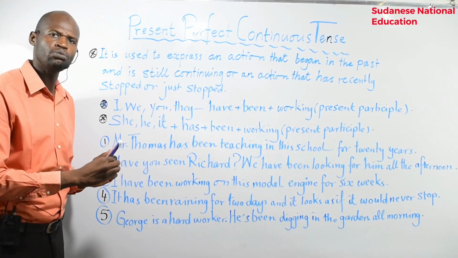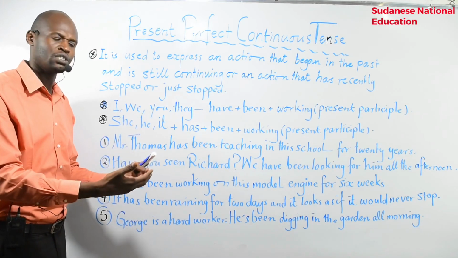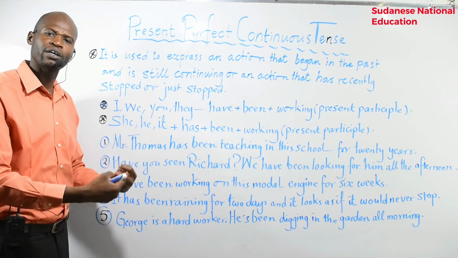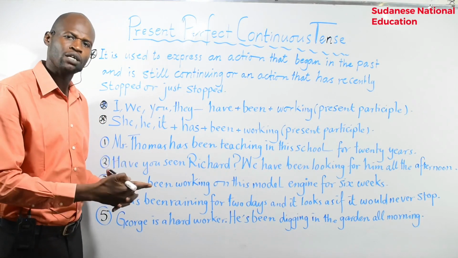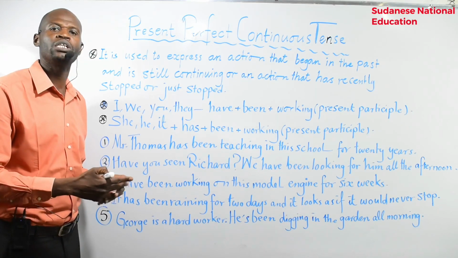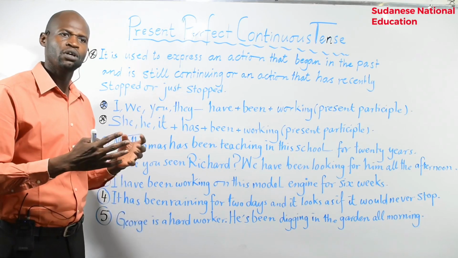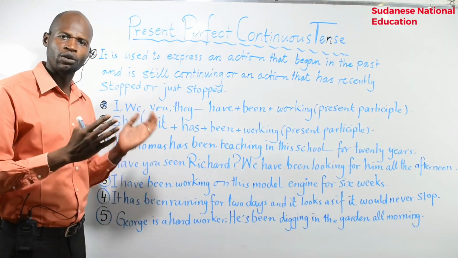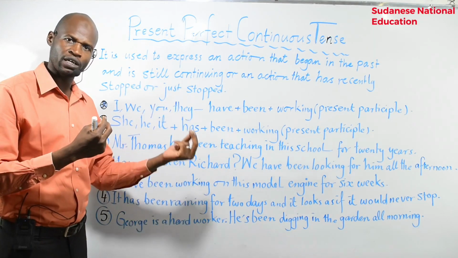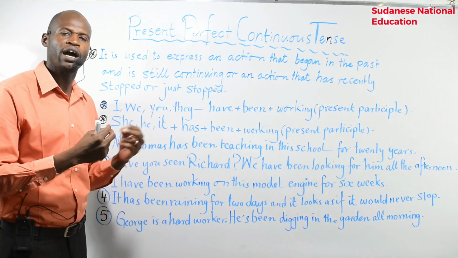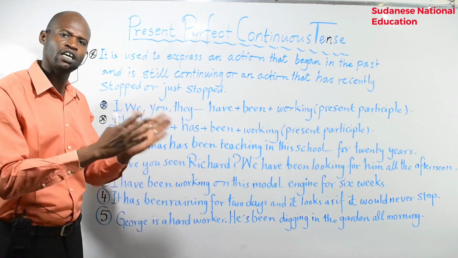Dear learner, don't confuse it with present continuous tense. Present continuous tense expresses an action that is happening now, like now I am teaching. Also, we have past continuous tense, which expresses an action that was happening at a certain time in the past. Example, I was teaching. For example, I start teaching at 7 o'clock and I finish at 9 o'clock. So at 7:10, I say I was teaching yesterday. So the action was continuing in the past and finished.